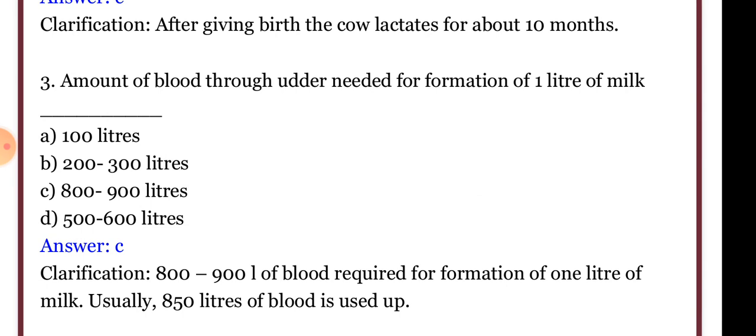So it means that a local breed cow, such as the Sahiwal, gives approximately 10 liters of milk per day. For producing 10 liters of milk per day, their udder requires 8500 liters of blood to circulate through it within 24 hours, or daily the udder requirement for blood is approximately 9000 liters of blood, so as to make the 10 liters of milk.